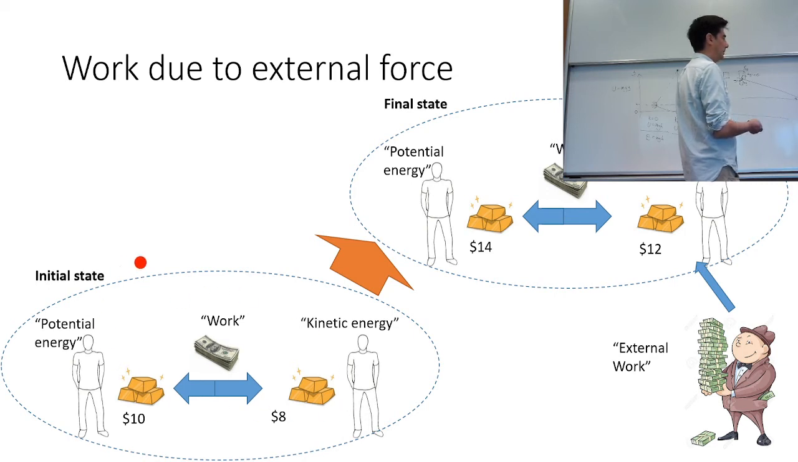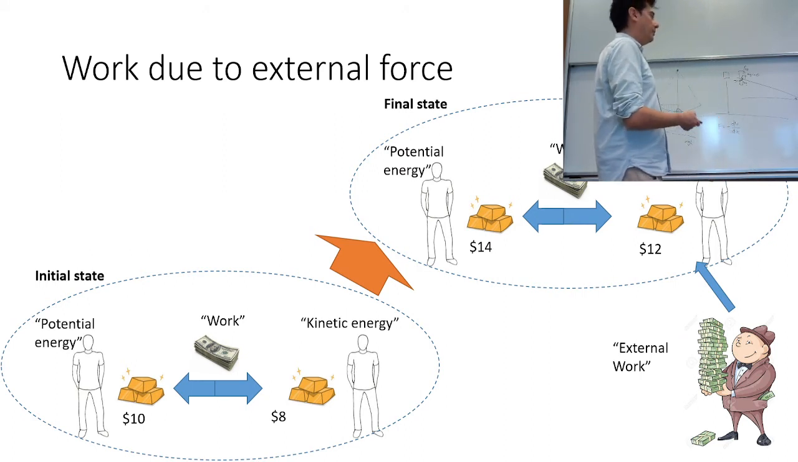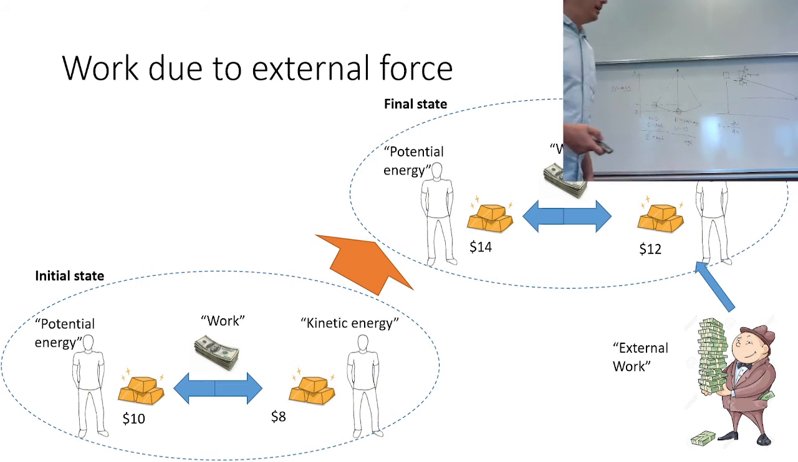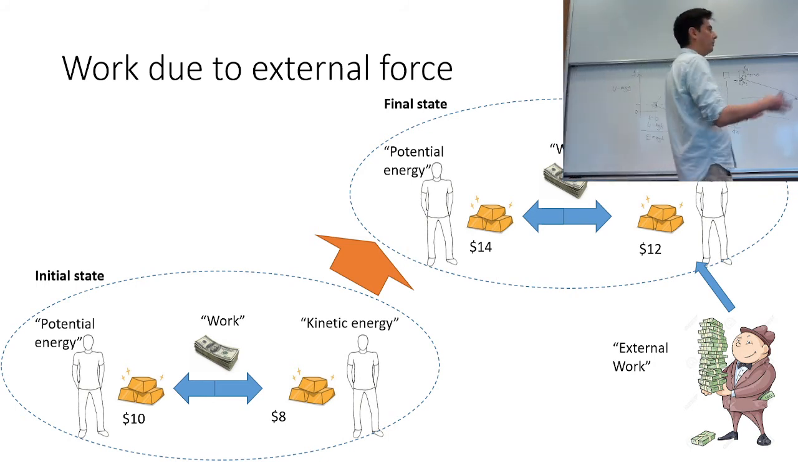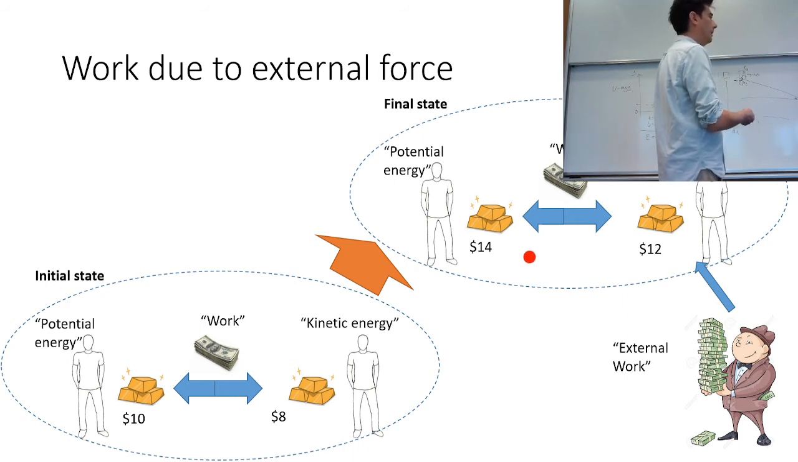But of course, we can think of this whole thing as just one unit, and say there's a rich guy that gives a bunch of money to these guys. Everybody's bank accounts go up, so $10 goes to $14, $8 goes to $12. So basically the total energy, total amount of money of these two guys has now increased.